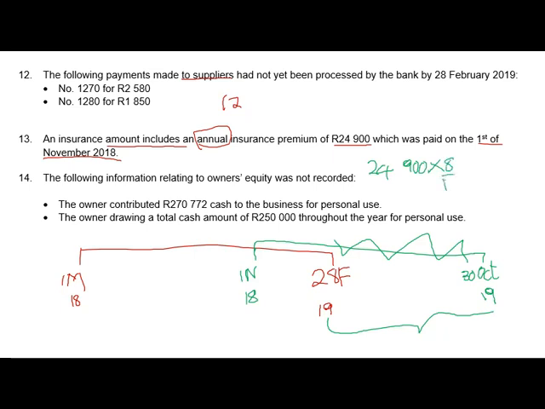You need to read carefully because sometimes they'll say it's insurance for 8 months. So you'll find that for 8 months, only 5 fall outside the financial year. So it'll be 5 over 12. So 12 represents a year. If it's a total number of months, that's the denominator. And the numerator is the number of months that fall outside the financial year, divided by the total number of months that we pay the insurance for.